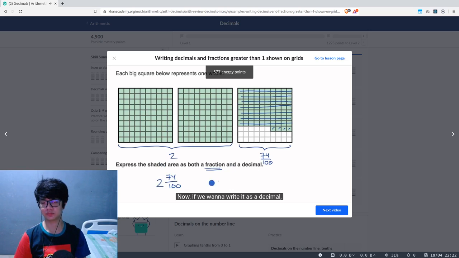Now, if we want to write it as a decimal, we would have two wholes. And then we could go to the tenths place. You could just write 2 and 74 hundredths like that if you're pretty familiar with it. You could also think about it in terms of how many tenths and how many hundredths you have. We have 1, 2, 3, 4, 5, 6, 7 tenths. And then we have 4 more hundredths beyond that.